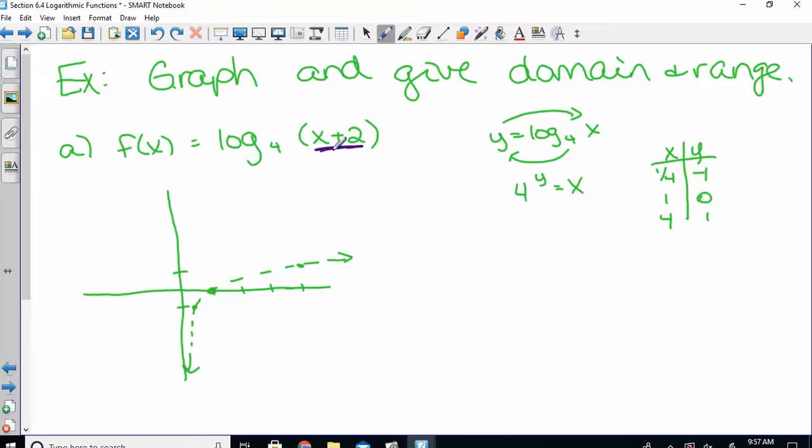Now, my transformation, what does this +2 do? Left 2. If I move left or right, what else is going to move on this? Asymptote. Because we have a vertical asymptote. If I go left 2, my vertical asymptote is now at -2. And then we can move each of our points over.